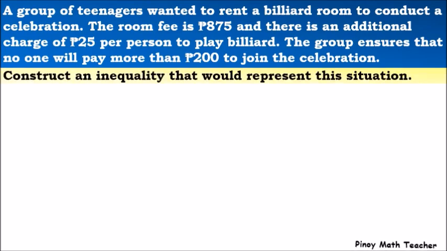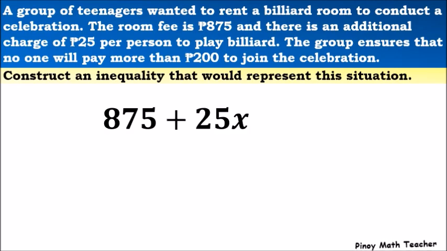So 875 pesos yung room fee, so fix na yan. Tapos, may additional charge na 25 pesos per person represented by X. So, we have 25X. Now, ito yung expression na nagre-represent sa total amount na babayaran. Say, for example, may 4 na persons na umattend. So, that is 875 plus 25 times 4 or 875 plus 100, or that is equal to 975 pesos.